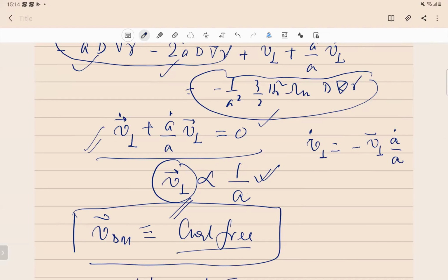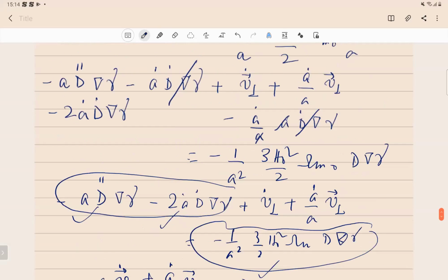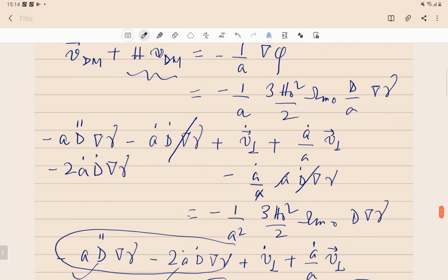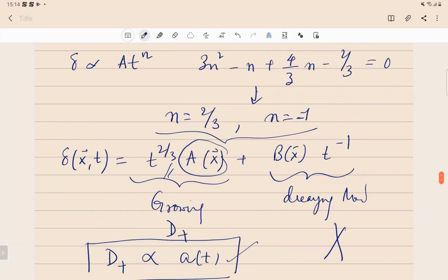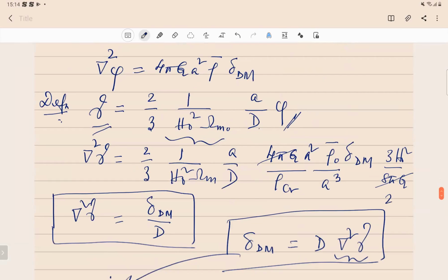How fast does it decay compared to the Hubble time? Since it is falling off as 1 by A, the velocity is always slower than the density. That is what we are going to show. How does the decaying mode for density go? It goes as 1 over T. But A goes as T to the power 2 by 3. So you can look at how that goes. The crucial thing is that they decay.